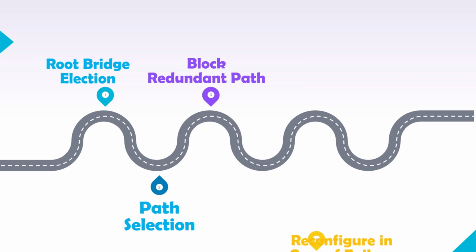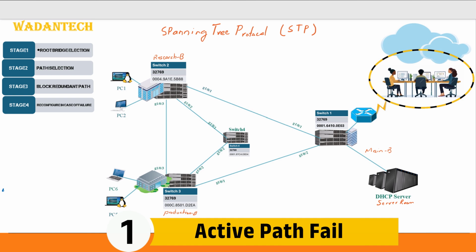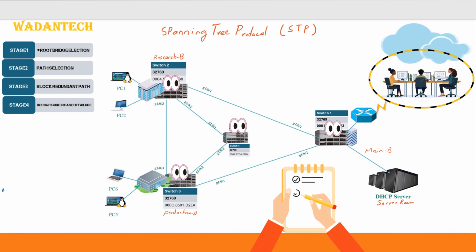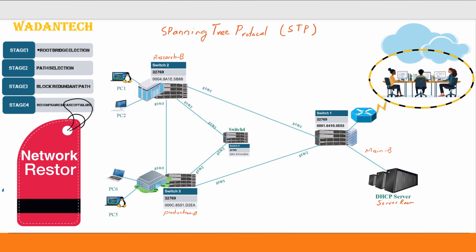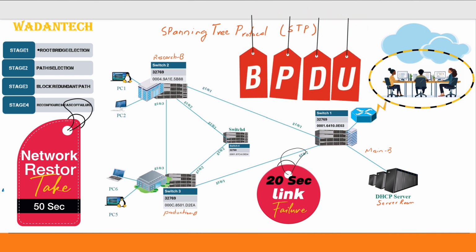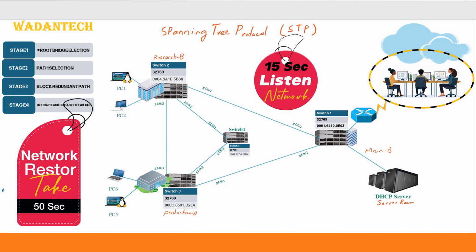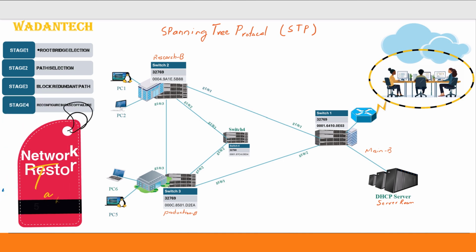It's time to dive into stage 4, reconfiguration in case of failure. If the active path fails, for example, a link or a switch goes down, STP will automatically recalculate the best path and unblock one of the redundant paths to ensure network connectivity is restored. Normally, this network restoration will take up to 50 seconds. 20 seconds is required as the switch detects a link failure and stops receiving BPDU messages. 15 seconds are required for listening and 15 seconds for learning. In total, 50 seconds are required for recovering the network infrastructure to stable services.